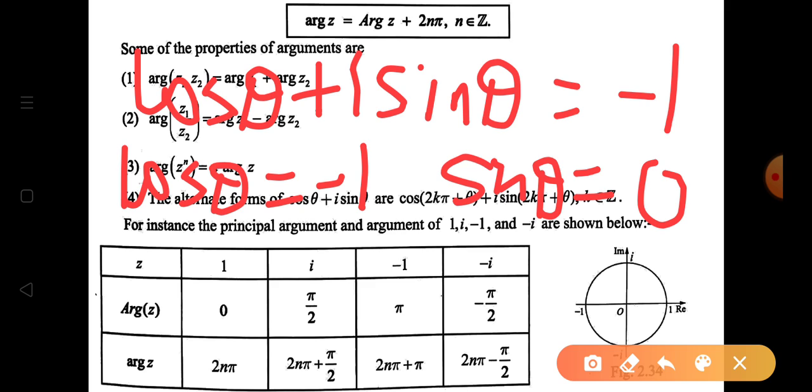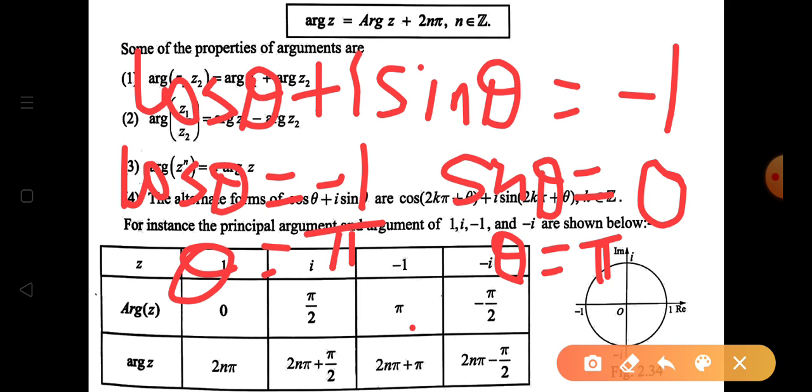So sin theta is equal to 0. Now cos theta is equal to minus 1 when theta is equal to 180 degrees, that is pi. Sin theta is equal to 0 when, similarly, theta is equal to pi. So the argument of z is pi.